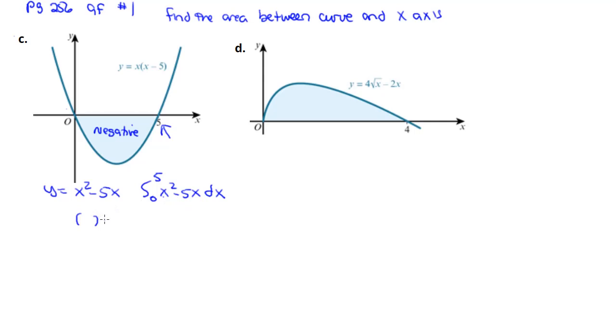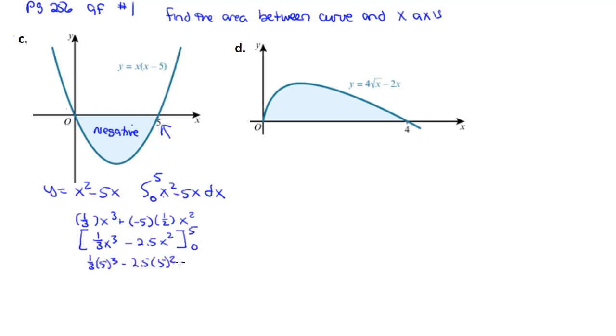We're going to have x to the third, so we're going to multiply by 1/3. And then it's going to be -5. It's going to be x to the second, so we're going to multiply by 1/2. So this is going to be 1/3 x to the third minus 2.5 x squared. And all we've got to do now is plug in our limits of 5 and 0 and then subtract them.